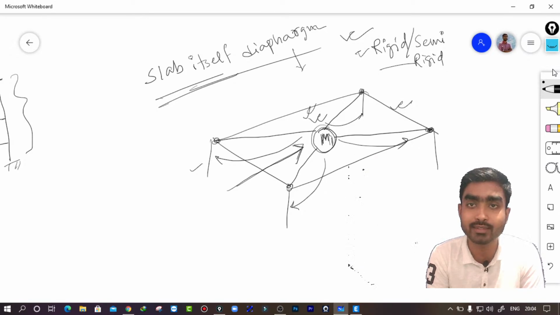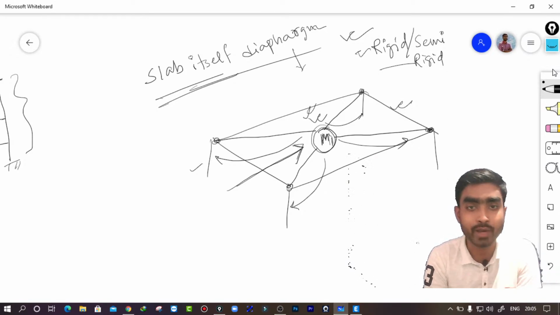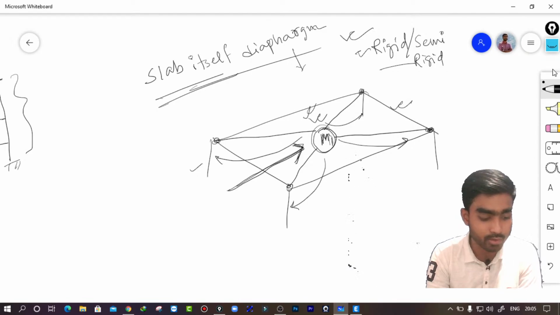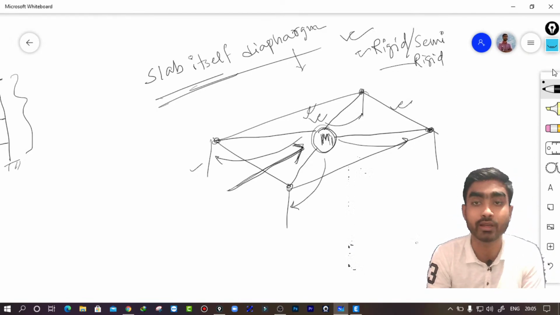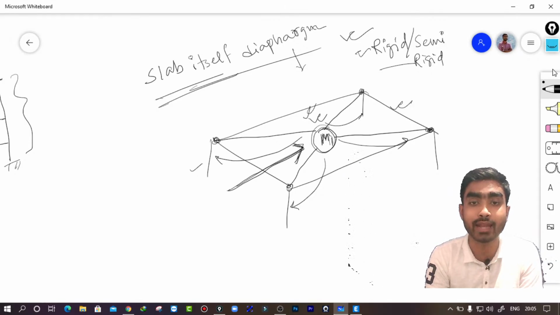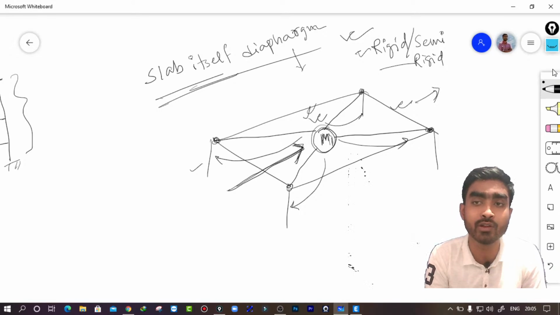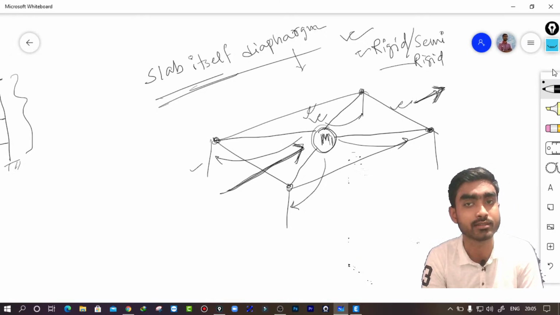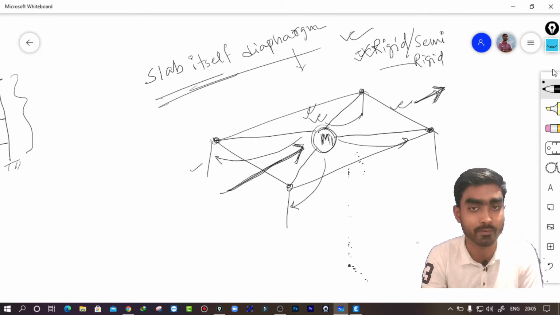Now if you define this rigid diaphragm, what will happen? When the force is coming from this side, all the joints at this floor level will move together. All the joints at this floor level will move together in any direction, if the force is coming from this direction, all these joints will move together in this direction. If you are considering a rigid diaphragm, that means it will consider this floor as a rigid body.